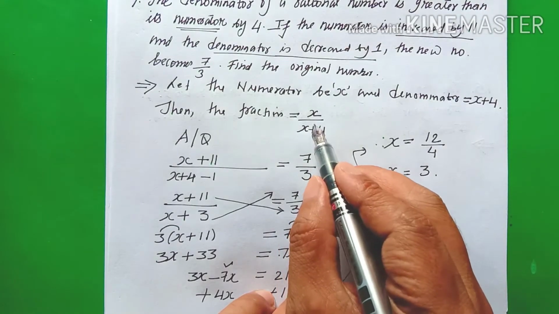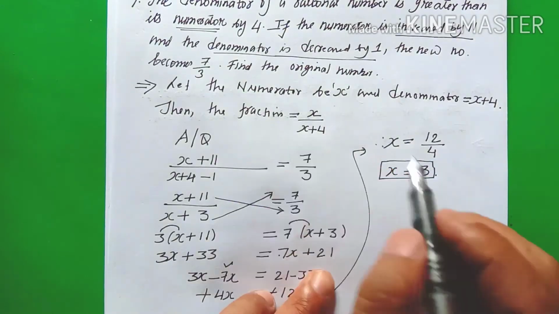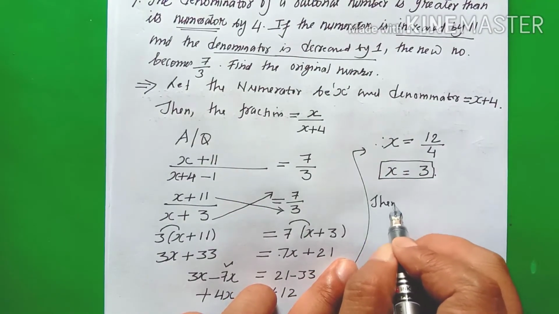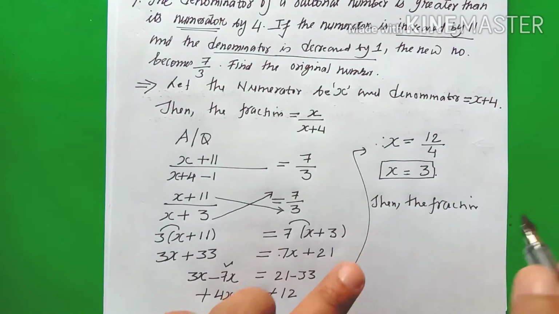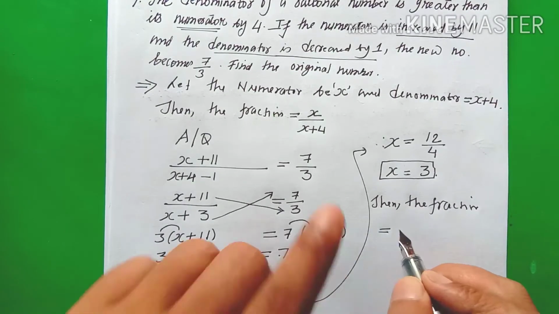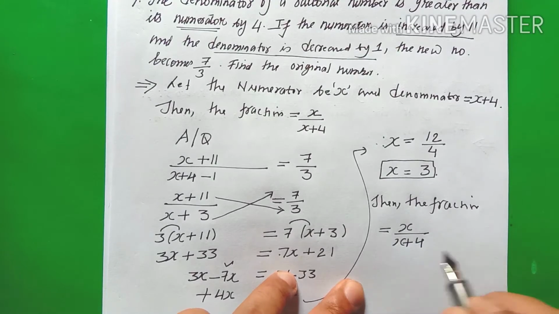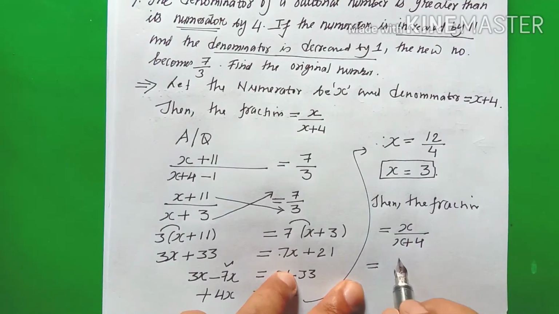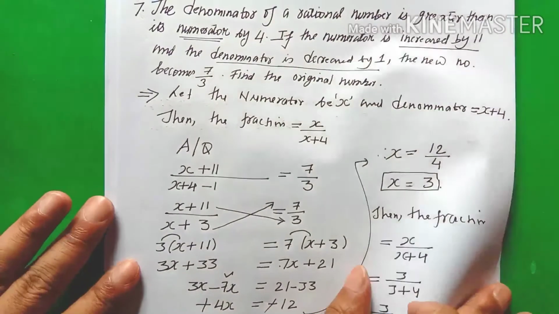To get the number, you'll have to substitute the value of x in these fractions. So the fraction equals x divided by x plus 4. So the value of x we have already found above is 3, again x, which is 3, plus 4, then that equals 3 divided by 7, which is our original number.